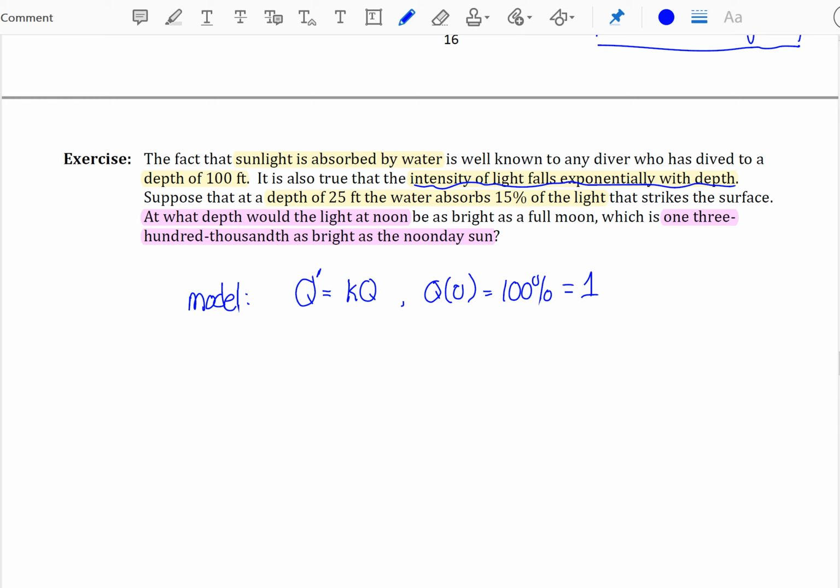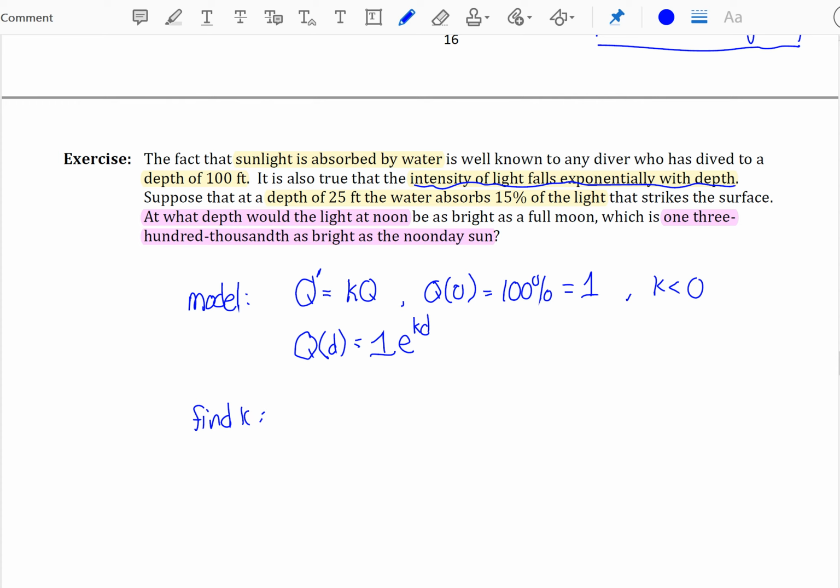We also know that our general solution for this would have to be Q, and I'm going to write D for depth, because this time we're not talking about time, we're talking about depth. So here our general solution, our quantity of light at any depth, is going to be 1, our initial value, e to the kd. What we need to first do is find our decay constant k. Now we should observe that k has to be negative since we're talking about a decay model.